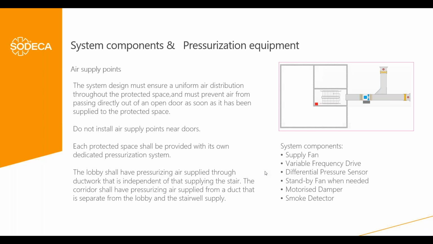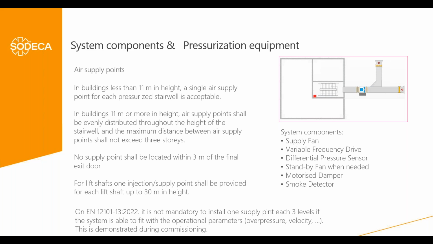Each protected space shall be provided with its own dedicated pressurization system in terms of the kit. The lobby shall have pressurization air supplied through ductwork that is independent of the air supplied to the staircase. The corridors shall have pressurization air supplied from a duct that is separate from the lobby and the stairwell supply. In terms of the distribution of air, the reason to have a uniform distribution of supply points was to have a uniform distribution of pressure along the staircase.